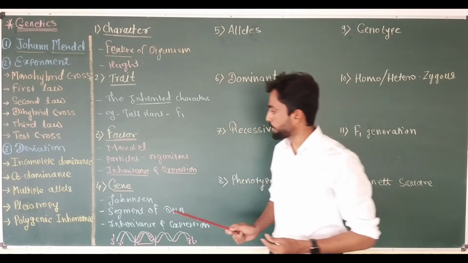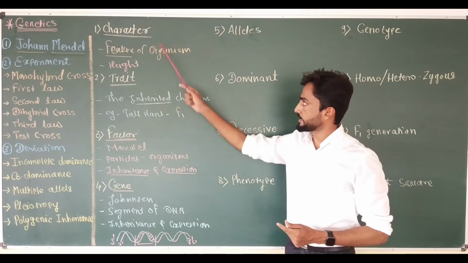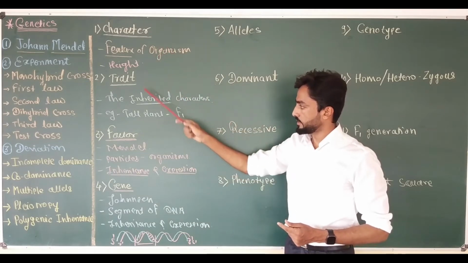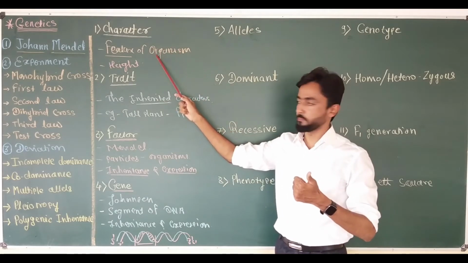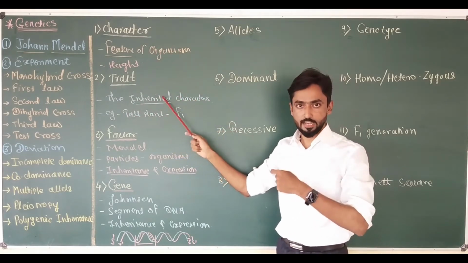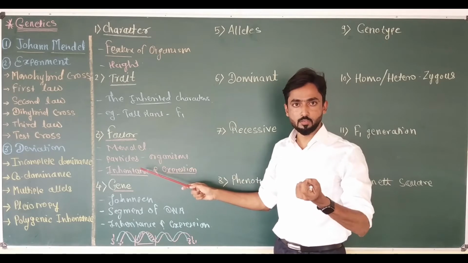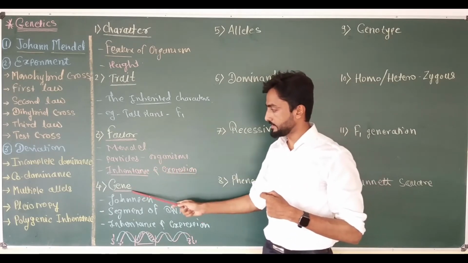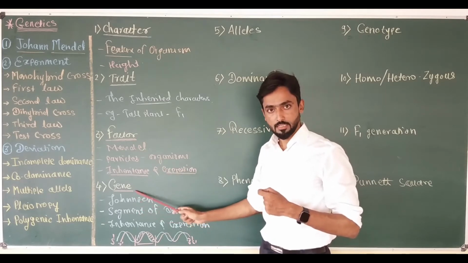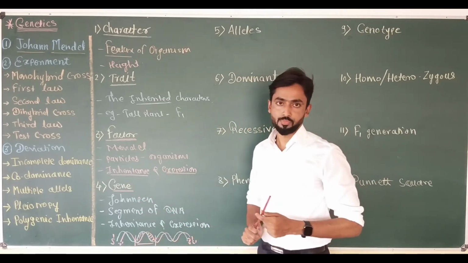So we have discussed 4 terms now, that is character, trait, factor and gene. Characters are nothing but the features of an organism, traits are inherited characters, factors are the particles responsible for inheritance and expression of the character, while genes are nothing but the factors, but they are the segments of the DNA.